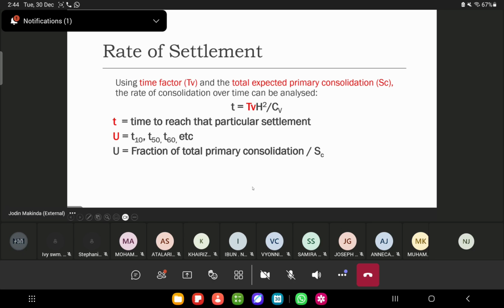We look into the equation here. If we are solving single drainage, H is equivalent to the thickness of the clay because water flows out in only one direction. If the soil profile is permeable on the top and bottom, in this equation H will become H divided by 2, because water can flow out on the top and on the bottom layer.